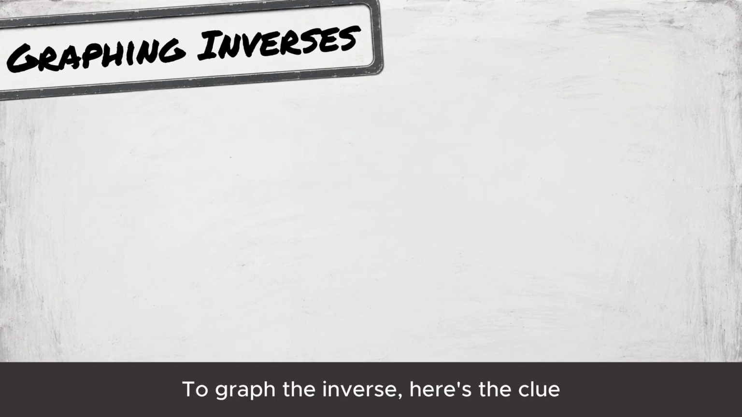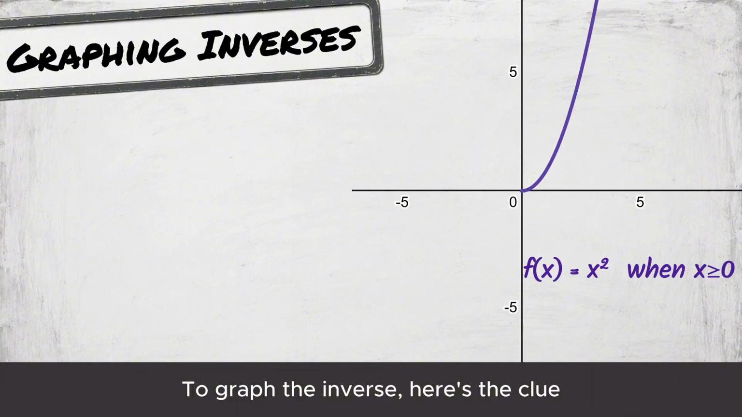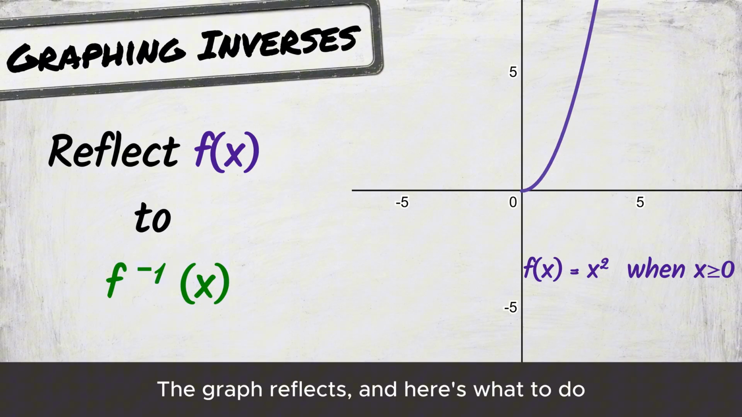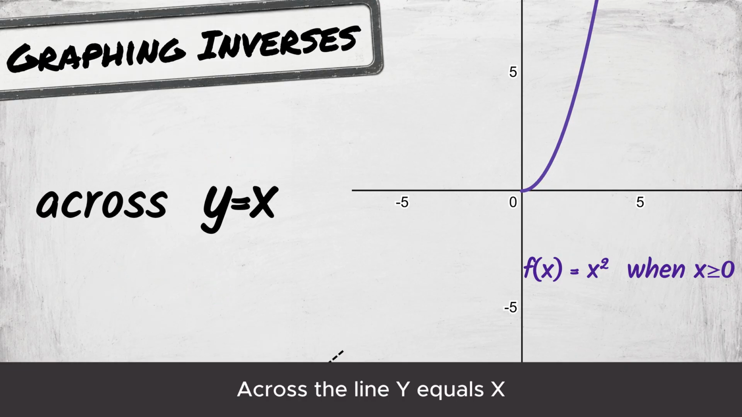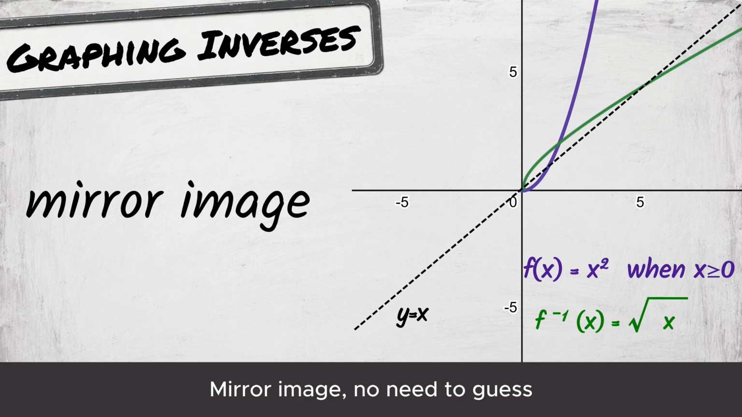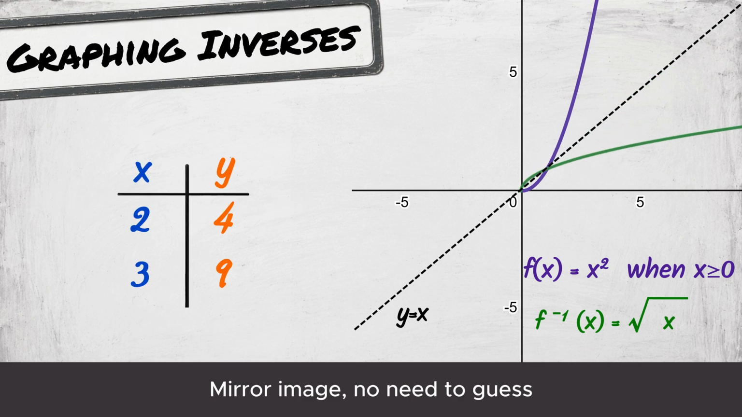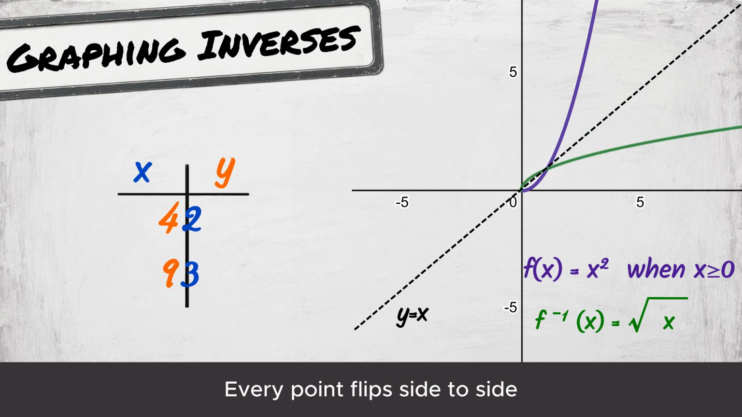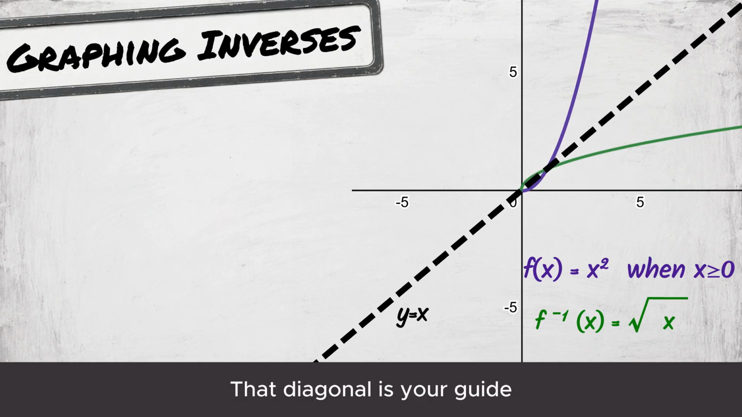Graph the inverse, here's the clue. The graph reflects and here's what to do. Across the line y equals x, a mirror image, no need to guess. Every point flips side to side. That diagonal is your guide.